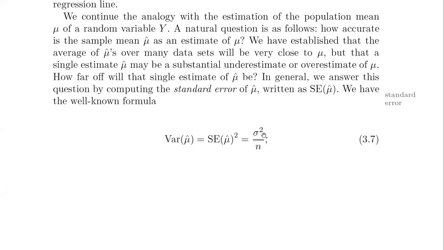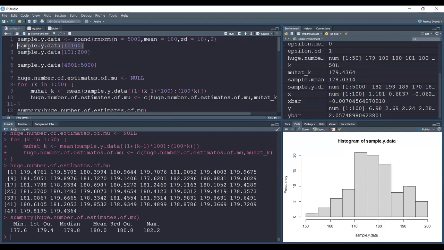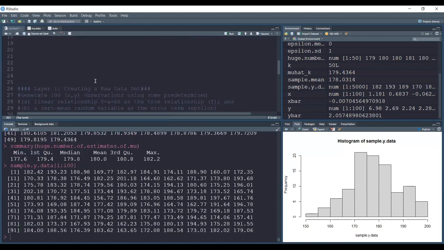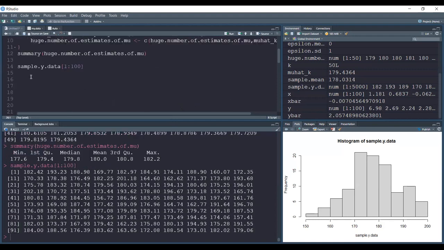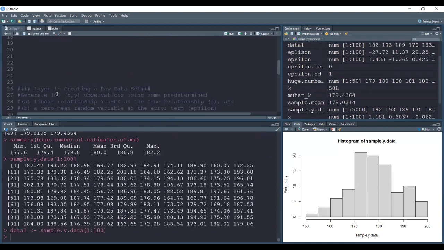You would only have one data set though, right? In real life, you'd only have one data set. So let's take this data set. Let's take this data set. And let's say data 1, the first 100. We should stop doing that.